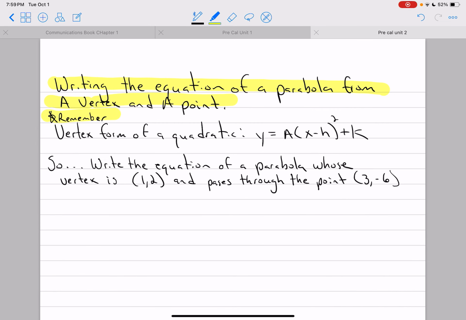Remember, if we're talking about the vertex form of a quadratic, it is y equals a times (x minus h)squared plus k. You've seen this before with transformations that we did a couple weeks back. So if we're keeping that into account, let's write the equation of a parabola whose vertex is (1, 2), and it passes through the point (3, 6).